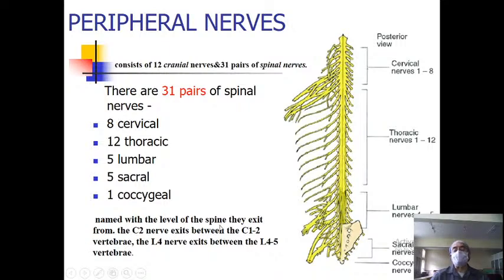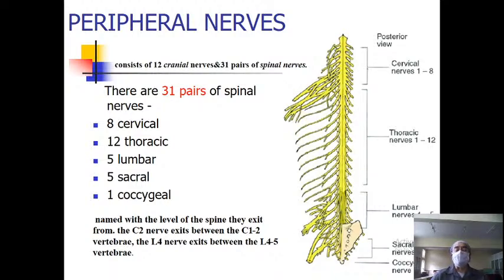This emerges in between C1 and C2 vertebrae. Similarly, L4 nerve root emerges between L4 and 5 vertebrae. So if there is a disc problem, L4, 5 disc is prolapsed and it comes out and presses over L4 nerve root. So in this way you can have an idea even before you examine the patient.